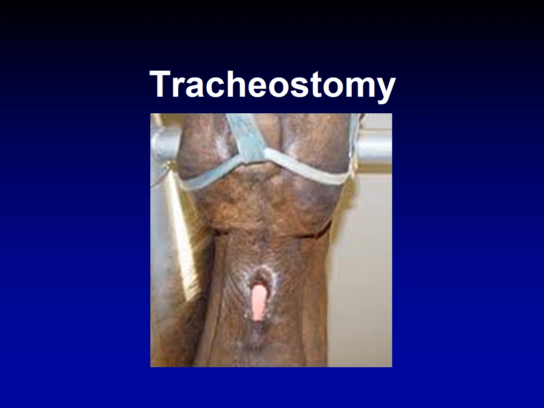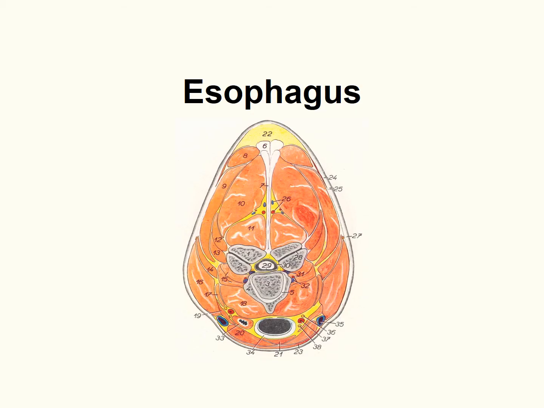Now we finish the trachea. Next, we will be talking about the esophagus. The esophagus is the third structure that is covered by the deep fascia. The first one was the carotid sheath, the second one was the trachea, and the third one is the esophagus. Next time we will be talking about the esophagus.